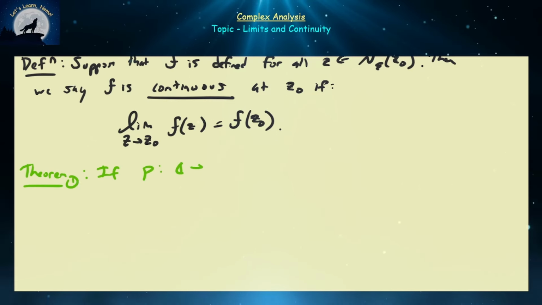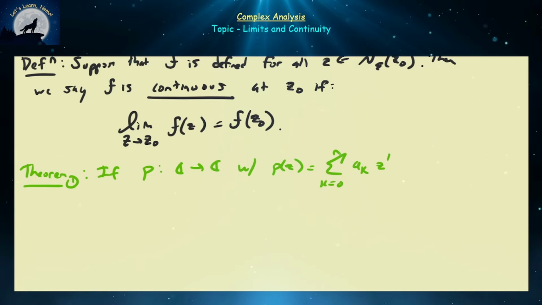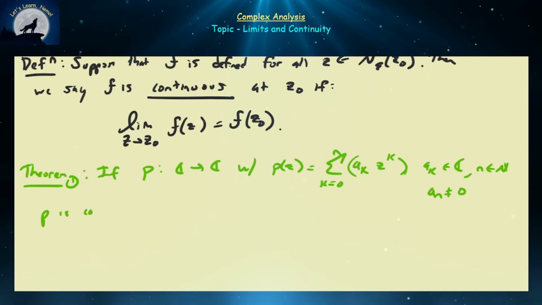So if P maps C to C, with P of z defined to be equal to the sum from k equals 0 to n, a natural number, of a_k z^k, where a_k is a sequence in C, and n, again, a natural number. And most of the time we'll require that a_n not equal 0 if you want to formally define the degree. So let's just, actually, why not? a_n not equal to 0. Then P is continuous on all of C.